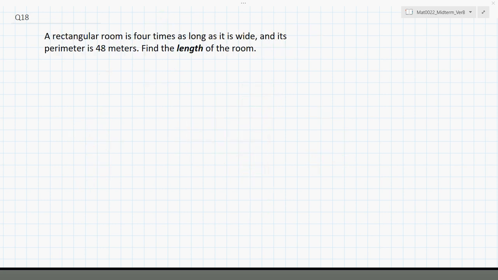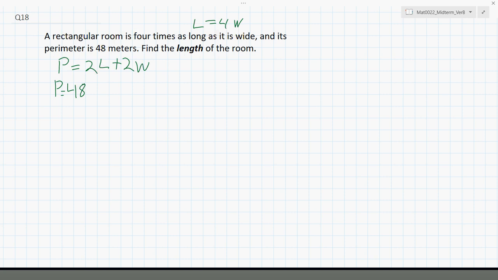At this point, we have the rectangular room as 4 times as long as it is wide. So what they're trying to tell us is that L equals 4W. And that's one equation. The other equation that we know is that the perimeter equals 2 length plus 2 width. This is going to be a very key formula in figuring out length and width and boxes. Lots of boxes. We also know the perimeter is 48.